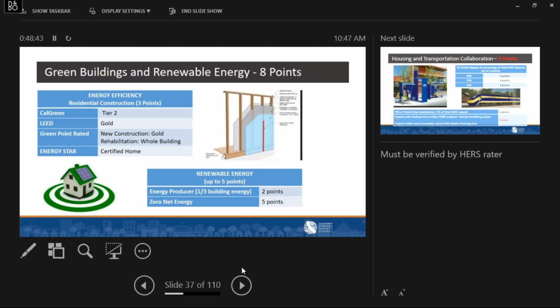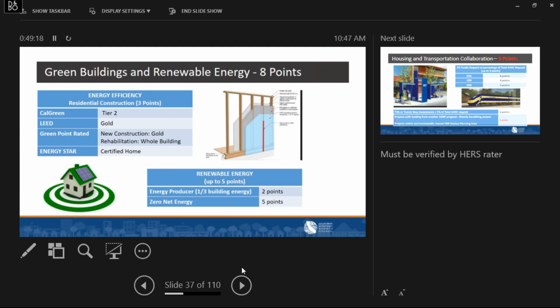So green buildings and renewable energy, these are worth 8 points within the AHSC guidelines. So you can refer first to our energy efficiency graph. If your project implements any of these 3 green rating systems for its residential components, as verified by a certified energy rating professional, then that project's eligible for 3 points. If you refer to our guidelines, we also have options for commercial components that make these points eligible.